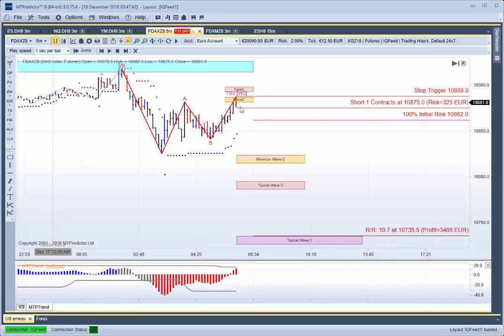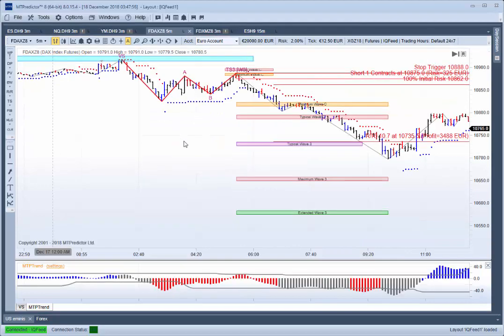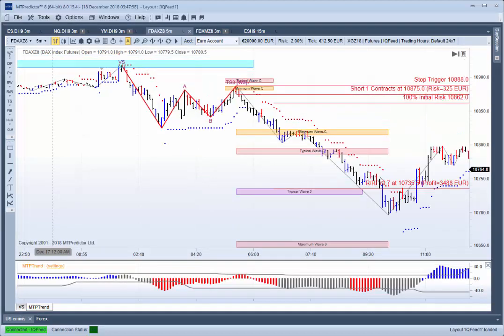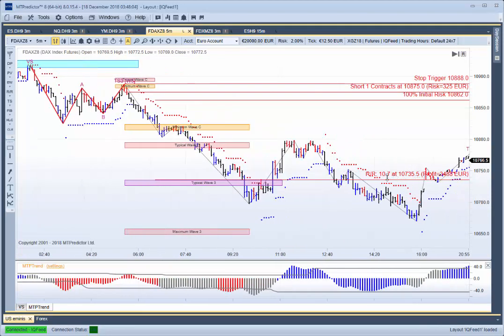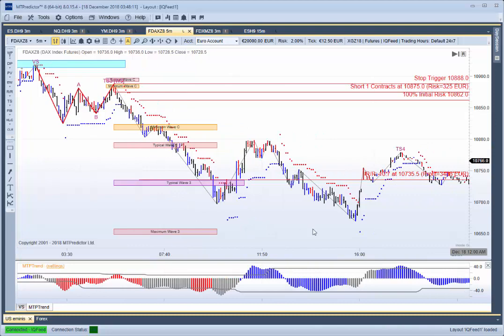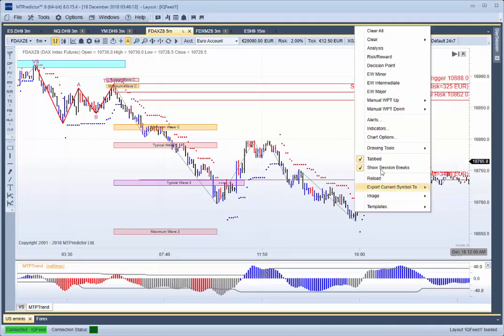So in this case, if it's wrong, you'd lose 1 R or 1 risk unit. If it's right, you'd make approximately 10.5 times the initial risk. That's why we like these trade setups. So now let's turn trading mode off and see what happened. And as we've already seen, the market declined nicely. It went into the typical wave 3 WPT here with this profit of approximately 10.5 R, or 10.5 times the initial risk, available.